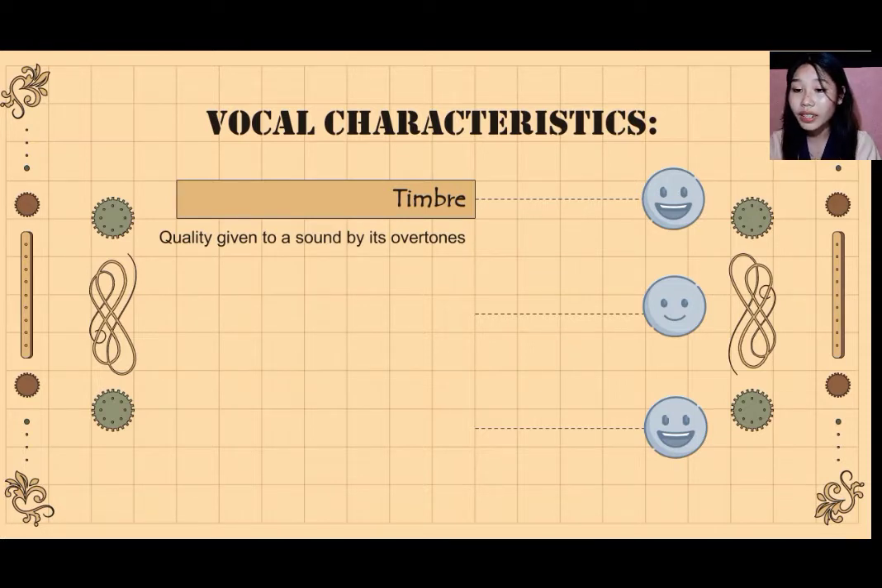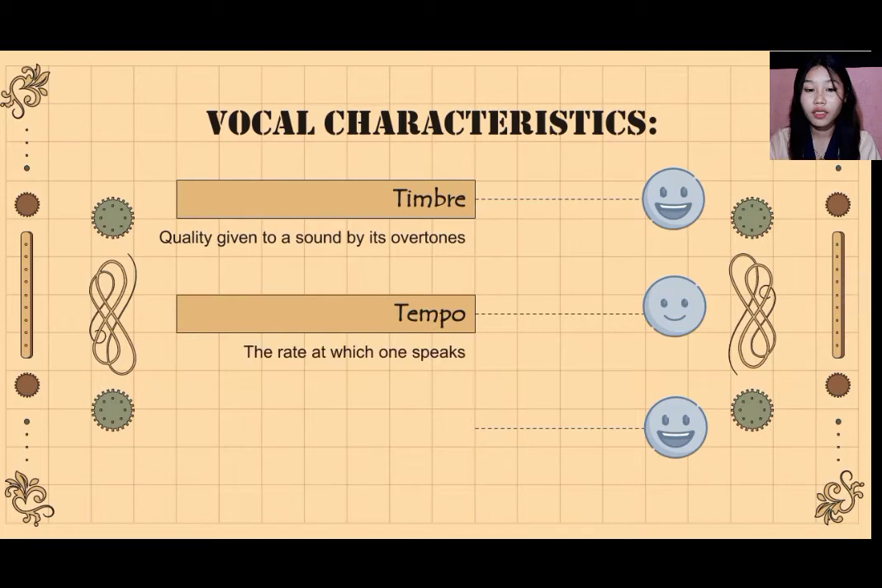So timbre is the quality given to a sound by its overtones. Then we have the tempo. Tempo is the rate at which one speaks. When there are changes in tempo, it can reflect emotions such as excitement or anger, physical well-being, or energy level.